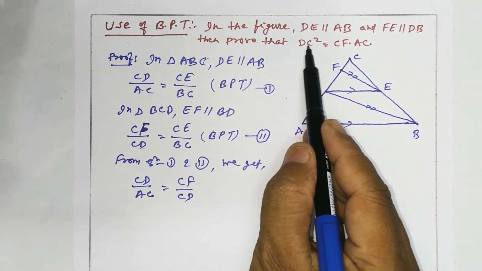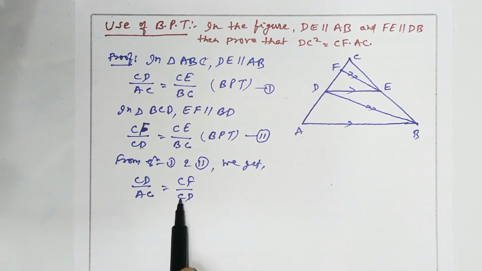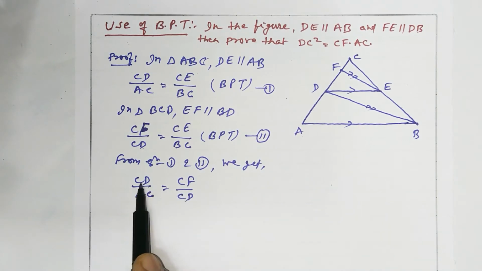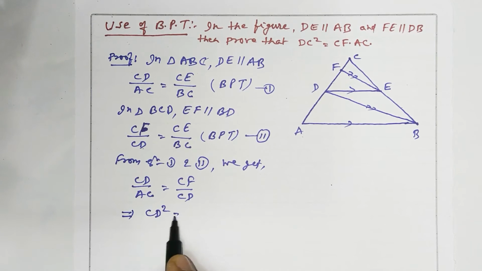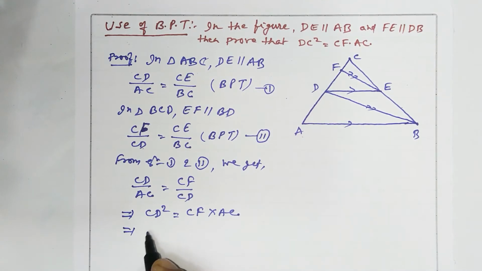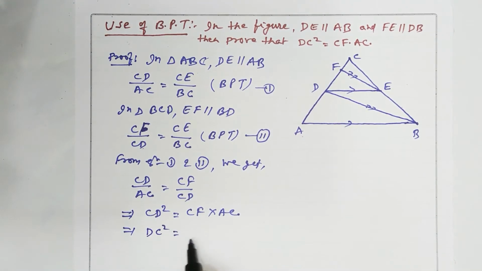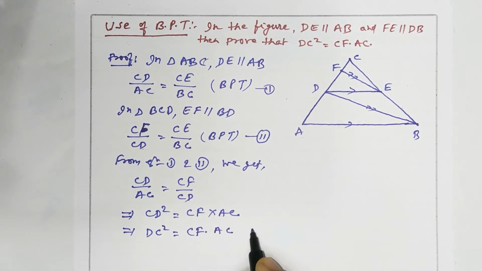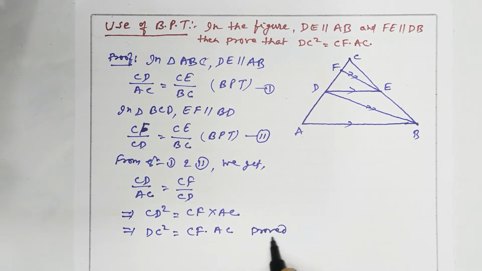What we need to prove? DC square. Either you can write CD or DC, it means the same thing. To do the cross multiplication, you will find CD into CD, CD square, equal to CF into AC. According to the proof it is written as DC square, so rearranging this, DC square is equal to CF into AC. So this is the result we had to prove. So this is called proved.